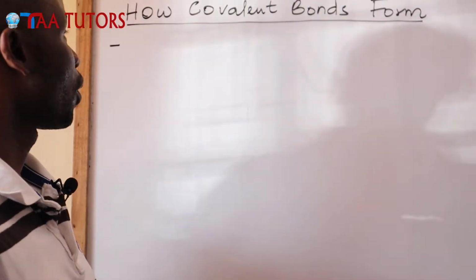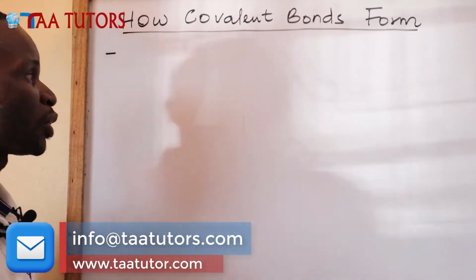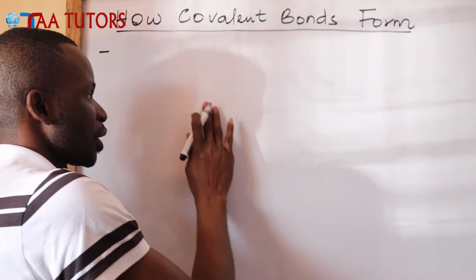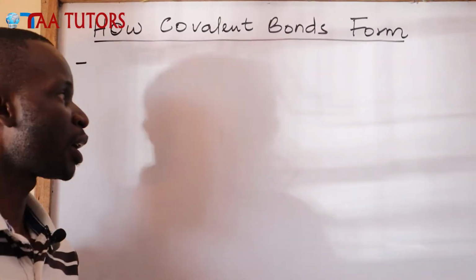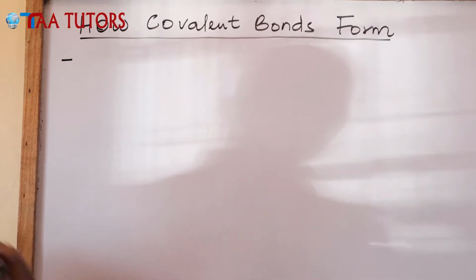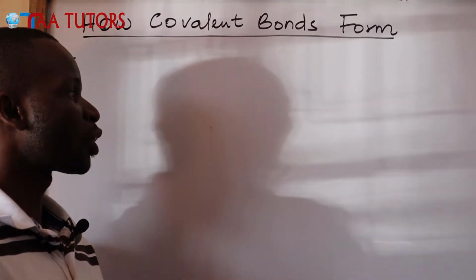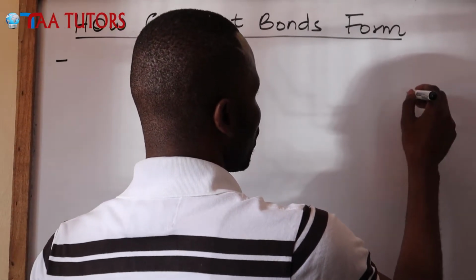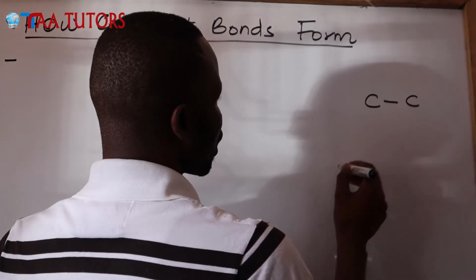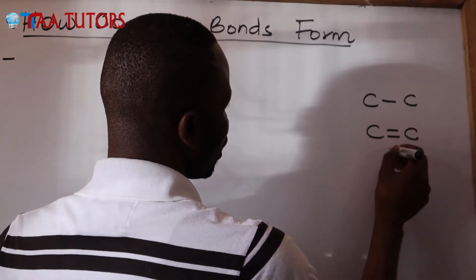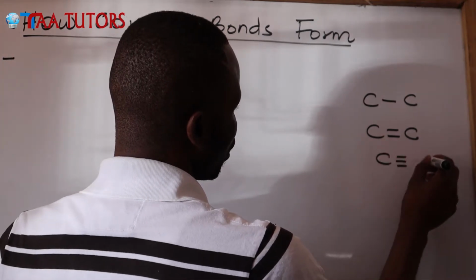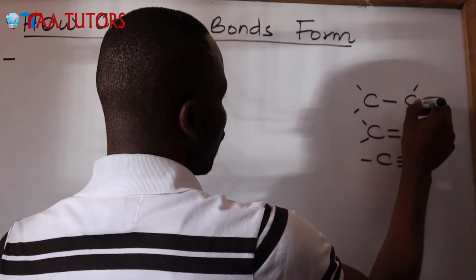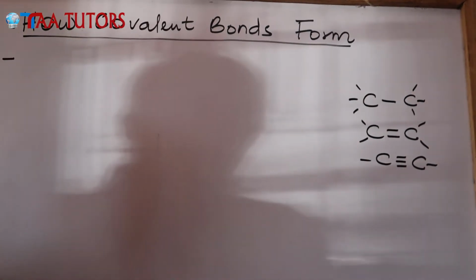Now, if I come here to covalent bonds, we previously talked about dot cross diagrams to represent these covalent bonds between atoms. We know that these covalent bonds may be single covalent bonds, double covalent bonds, or triple covalent bonds. For example, carbon can have a single bond, a double bond, or a triple bond.